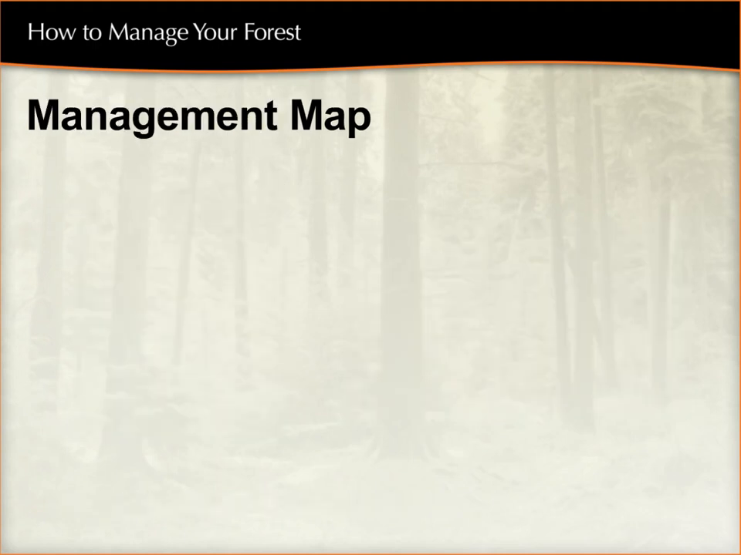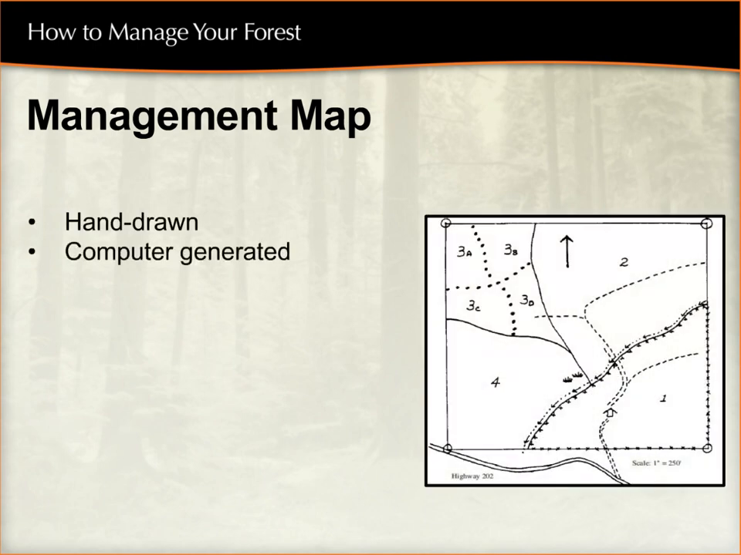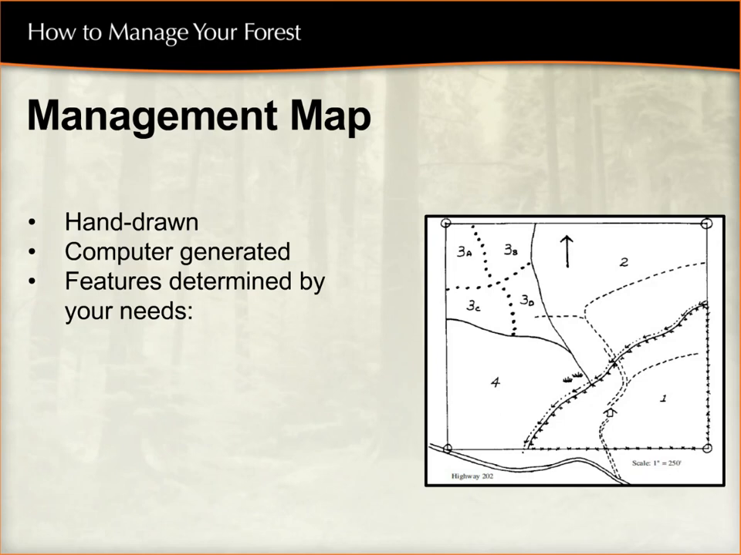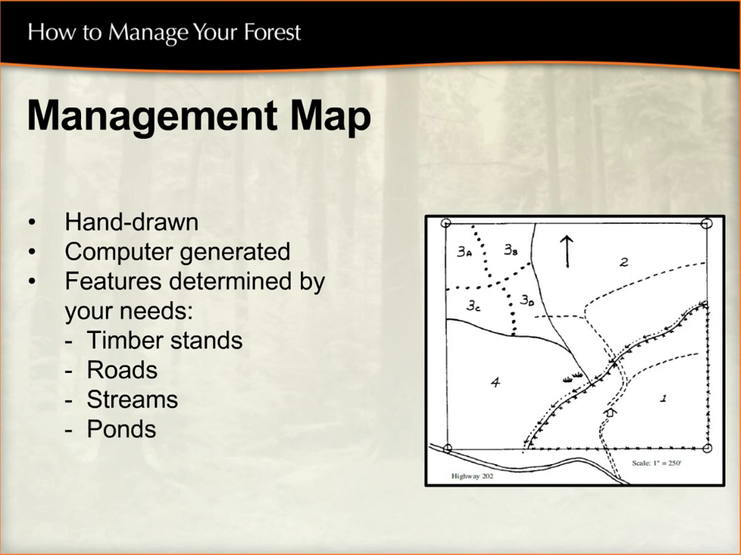A management map is probably the most useful map to you because it's one that you make. These maps can be either hand-drawn or computer-generated, but the key thing is that they contain features that are important to you based on your management needs. You might include things like timber stands, roads, water features like streams and ponds, or even fence lines. The key thing is you include things on your map that are going to make it more useful to you in your management.